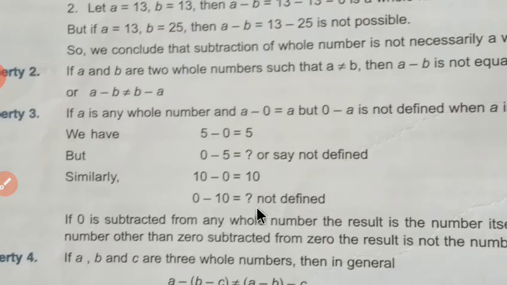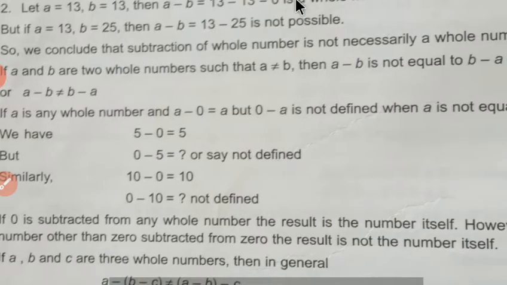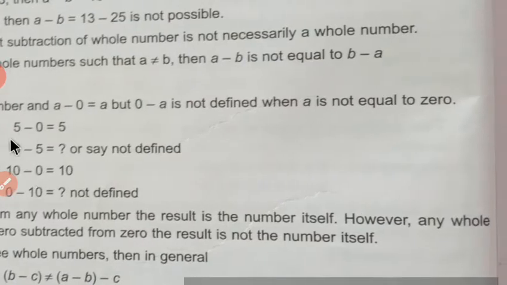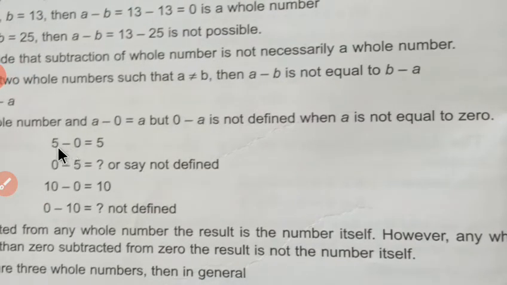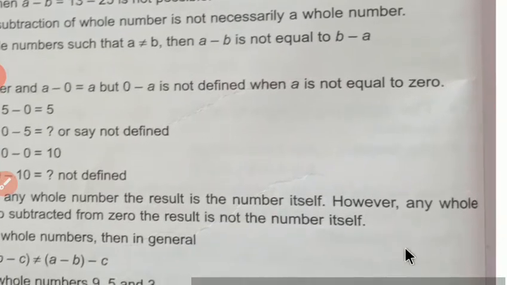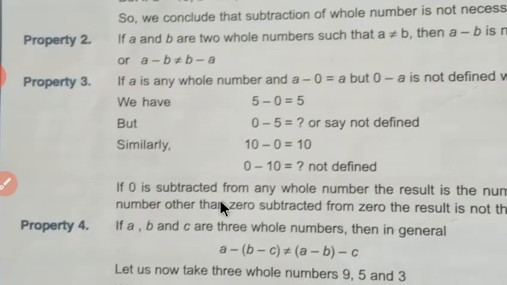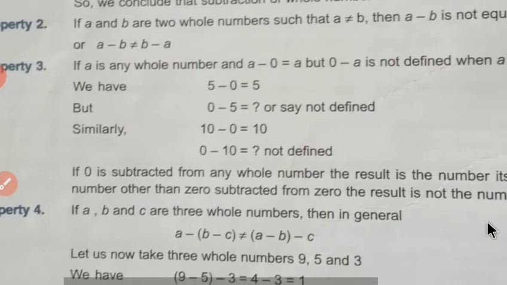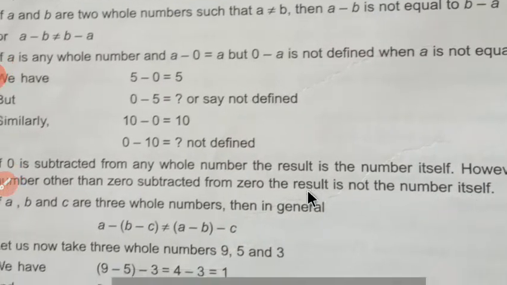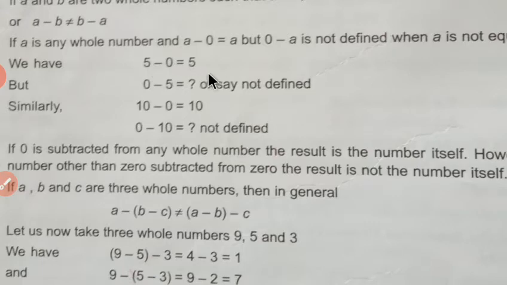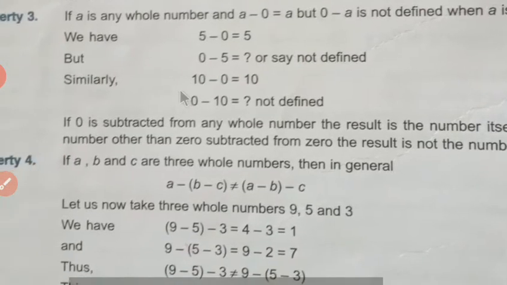See, if we subtract 0 from any whole number, the result is the number itself. You can see that here the whole number 0 is subtracted from 5. So you can see that we got the answer 5, the whole number itself. However, if any whole number other than 0 is subtracted, the result is not the number itself. If you subtract 2 from 5, you will get the answer 3, which is not equal to 5. But 0 is the only number such that if we subtract 0 from any whole number, the answer is the whole number itself.